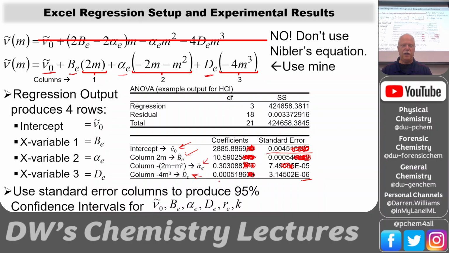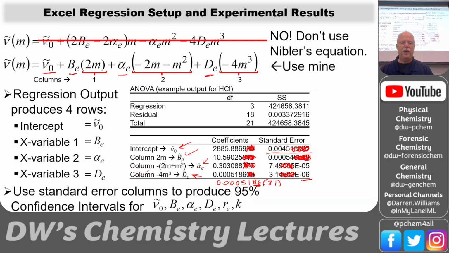So you could write this out, 0.0005186, and you could put 3, 1 in parentheses. So the way you write that 3, 1, the place value for that 3, 1 is where that 86 is, and we can talk some more about that later. Then we use those standard error columns to produce the 95% confidence intervals.